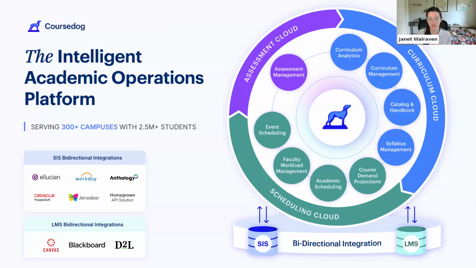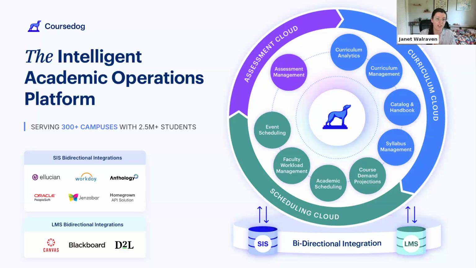So, real quick overview here. CourseDog is really about interoperability and driving efficiency in academic operations. We talked a lot about curriculum today, but more broadly, we help over 300 schools streamline their academic operations as a whole. So instead of having multiple systems, with CourseDog you get one platform that will bidirectionally integrate with your SIS and your LMS. And so we can help handle everything from curriculum planning to scheduling, tracking outcomes.